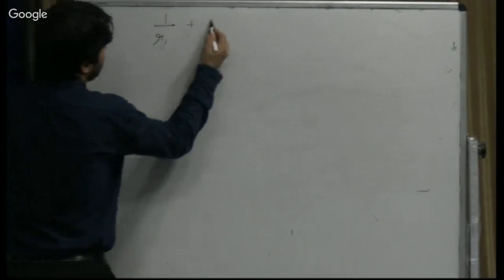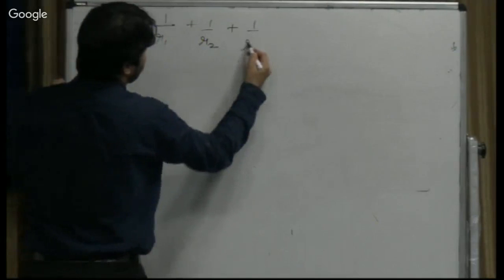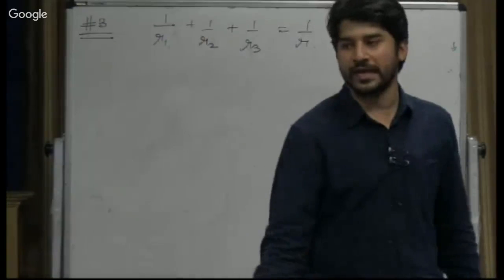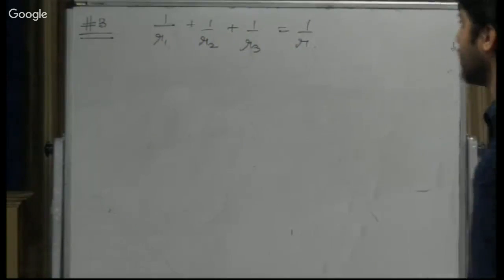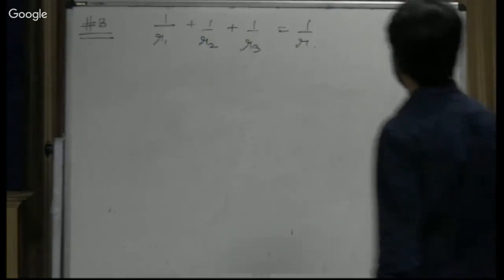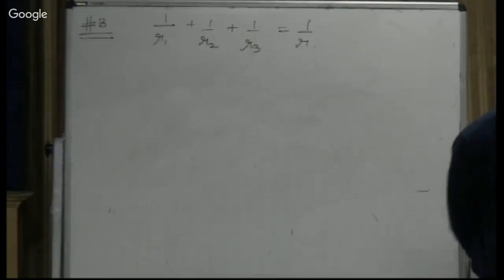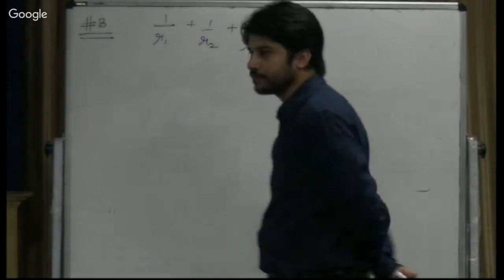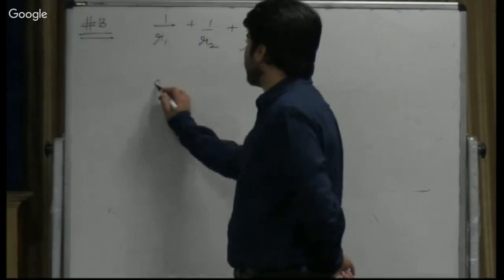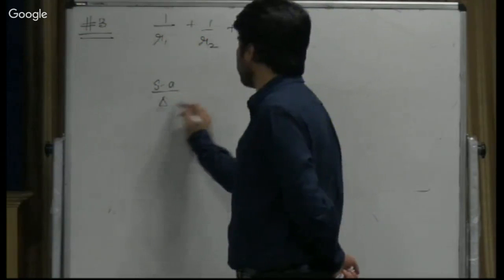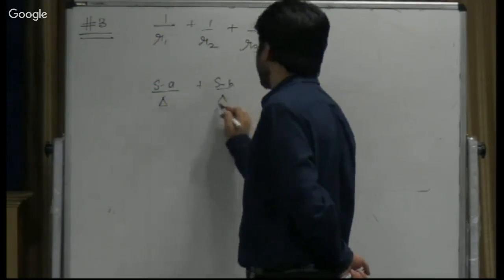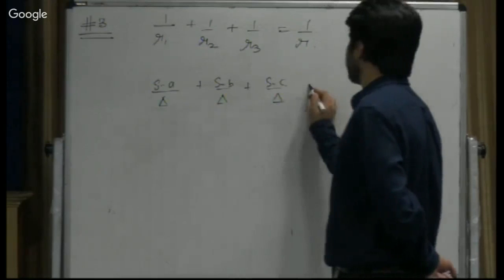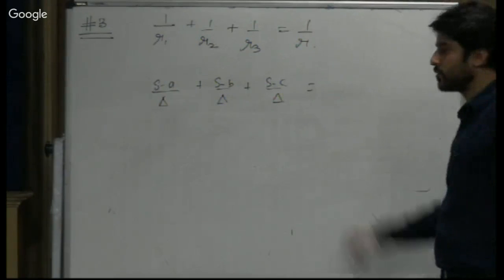Okay, show that 1 by R1 plus 1 by R2 plus 1 by R3 is equal to 1 by R, where R1, R2, R3 are your exradii and R is your inradius. Now you have to prove this expression. Now how to prove this? Simple, using property 1 and 2. We know R1 can be replaced by delta by S minus A, so I can say S minus A by delta plus S minus B by delta plus S minus C by delta is equal to S by delta. Is it true?